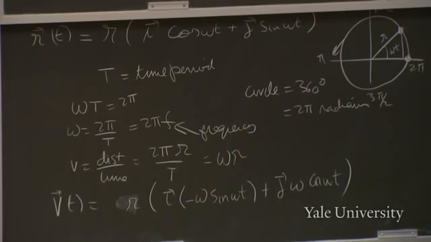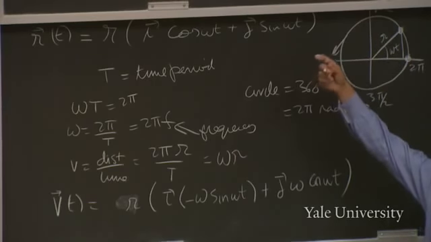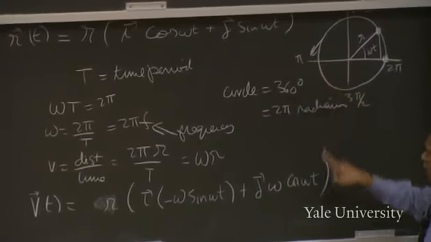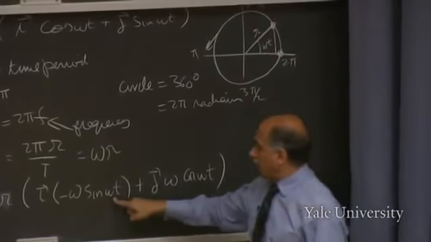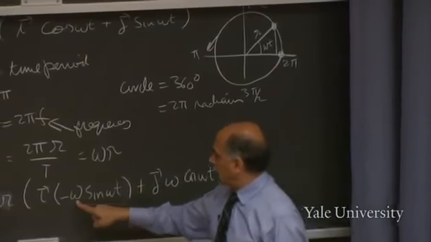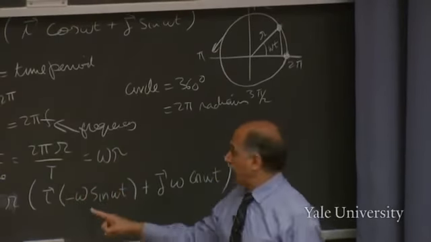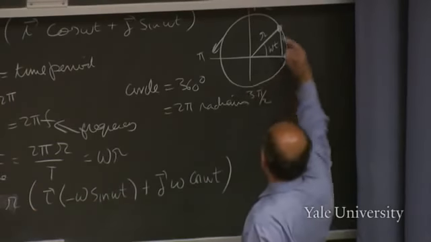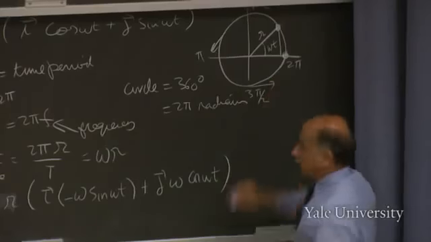Pick a time. Let's say if I go a quarter of a circle, I expect to be moving to the left. Quarter of a circle means omega t is pi over 2. Cosine of pi over 2 is 0 because cosine 90 is 0. Sine of pi over 2 is 1. And I get a speed of omega r in the negative i direction. Since omega r was the speed, that's indeed the correct answer. You can satisfy yourself at various times. It's going like this.